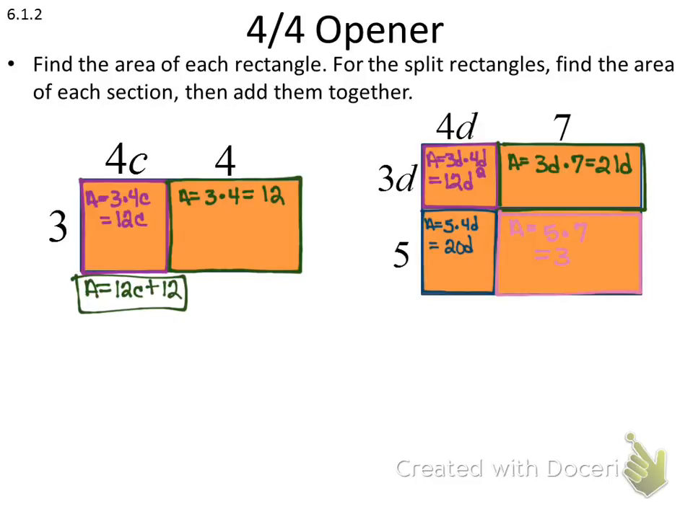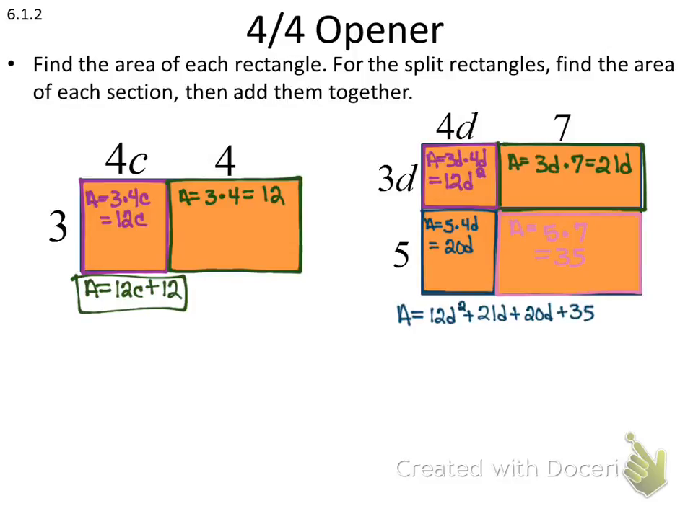35. Okay, so now, because I have 4 different areas, I'm going to come down below my shape. I'm going to write area equals. So I always, like I said, work top, left to right, to bottom. So I'm going to have 12D squared plus 21D. Then I'm going to come down to my bottom left, plus 20D plus 35.